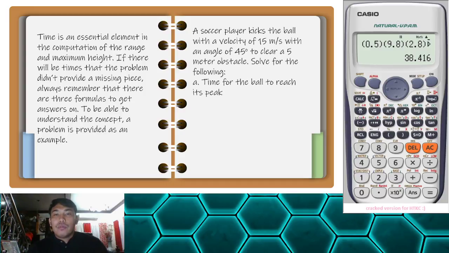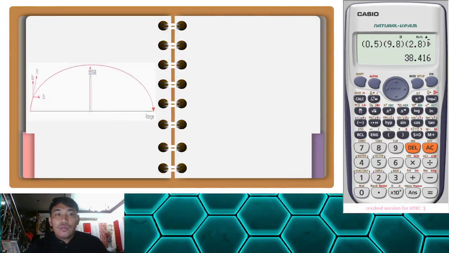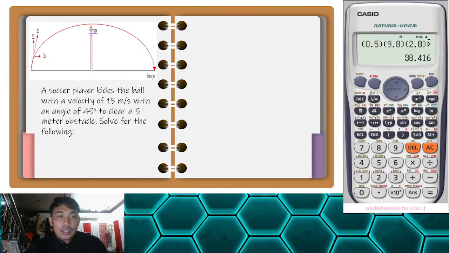So we have an example here. A soccer player kicks the ball with a velocity of 15 meters per second with an angle of 45 degrees to clear a 5-meter obstacle. Solve for the following: time for the ball to reach its peak, total time of flight, maximum height, vertical velocity, horizontal velocity, and total distance cleared by the ball. So let's try to solve this one.